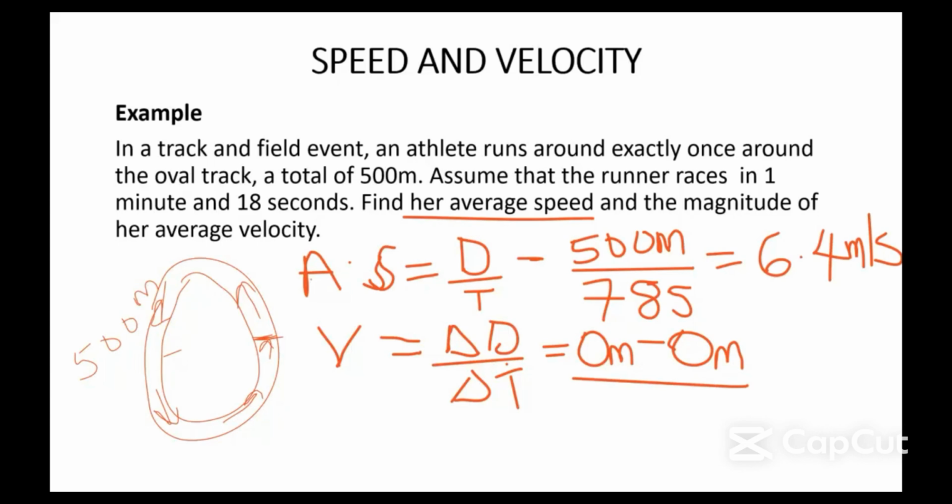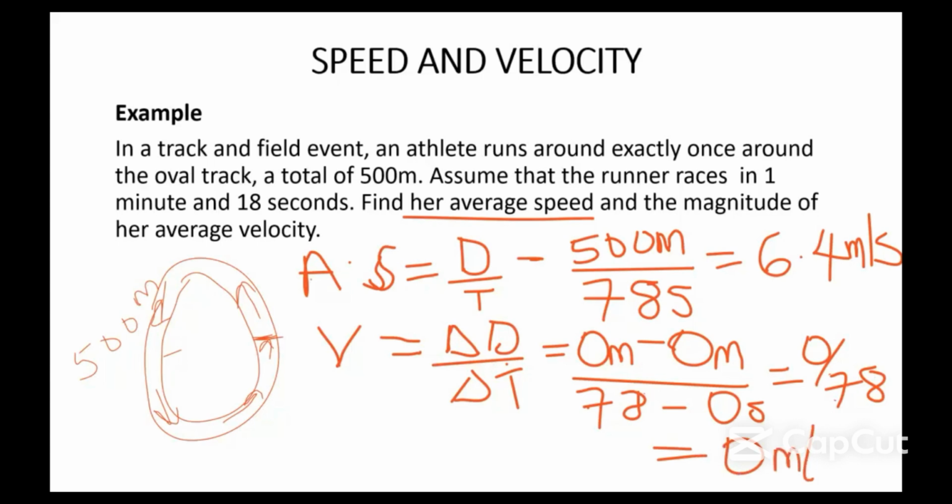Over the time, she started at 0 seconds and ended at 78 seconds. That is 78 seconds minus 0 seconds, which is 0 over 78 seconds. So the average velocity is equal to 0 meters per second, because displacement is the change in position. So that's why we have it as 0.